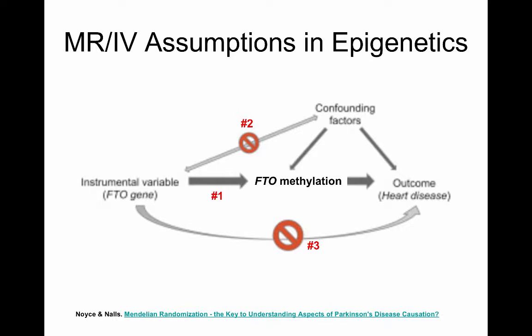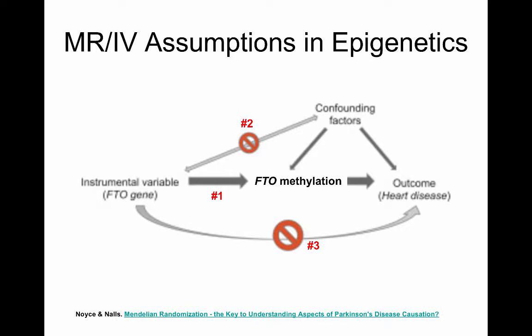Assumption 2, again, since your instrumental variable is still genetic and randomly assigned at conception, that genotype is, you hope that randomization worked, and your confounders, whether measured or not, are on average similar across genotype groups, so there's no association. The third one is the assumption of no pleiotropy, and that's where things get especially tricky for epigenetics.